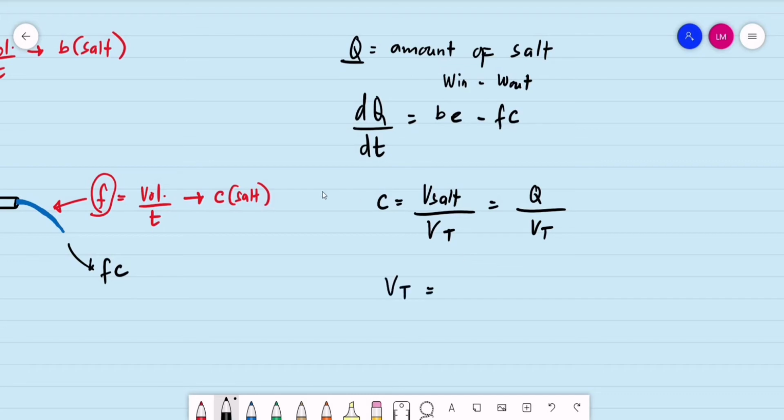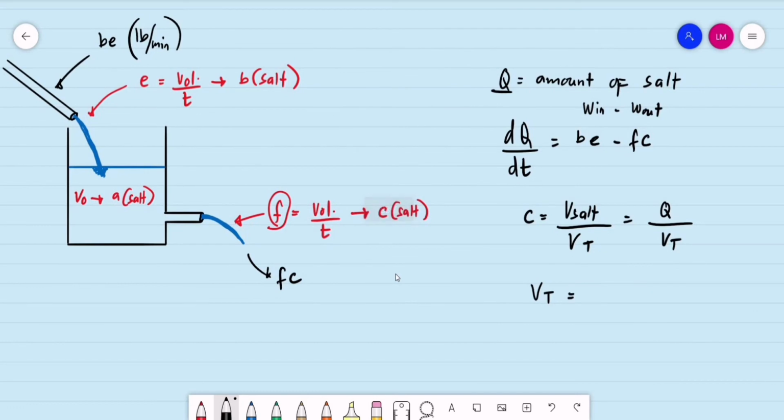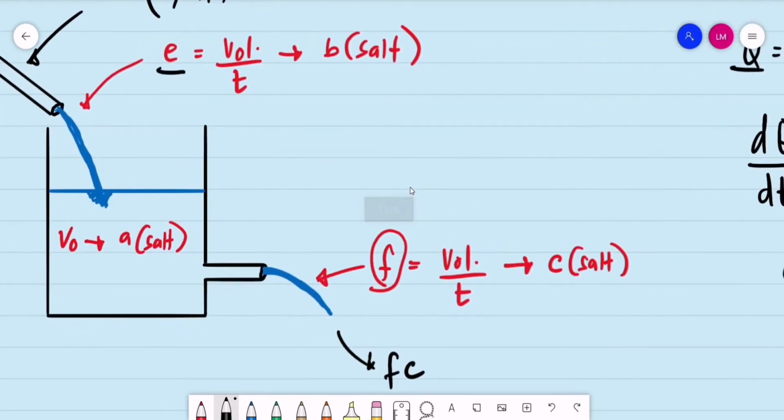The total volume is that, okay, we have this initial volume, that is B sub O. We have a rate of volume entering the tank. So basically, we have here the volume in. The rate E is equal to the volume over time. How do you compute for the volume? The volume in is, by cross multiplication, E times T.